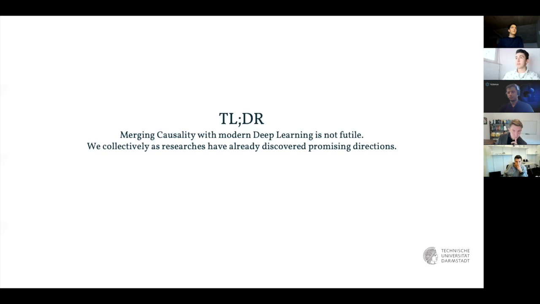So, a short "too long, did not read." The takeaway message of the endeavor that we pursued here is that merging causality and concepts of it with modern deep learning is not futile. On the contrary, we have collectively, as researchers, made a lot of promising steps towards that bigger goal of what Bengio referenced recently in his keynote, System 2 AI, by using causality. So this wouldn't be a talk about causality if we didn't talk about the question why, right?